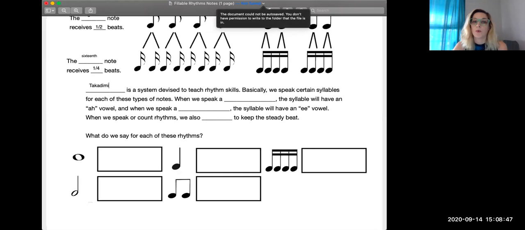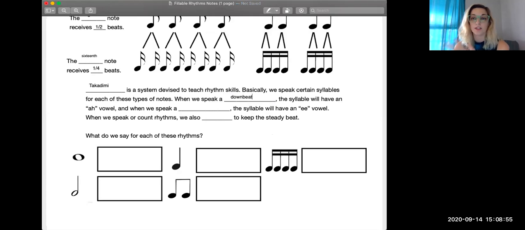When we speak a downbeat, the syllable will have an ah vowel, like ta or ka. That'll be a downbeat, and I'll explain downbeat in a second. When we speak an upbeat, the syllable will have an e vowel, like di or me, okay? And again, we'll talk about what downbeat and upbeat are.